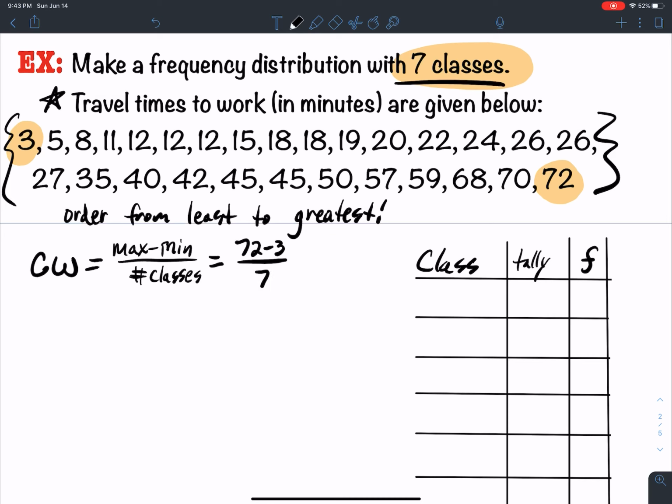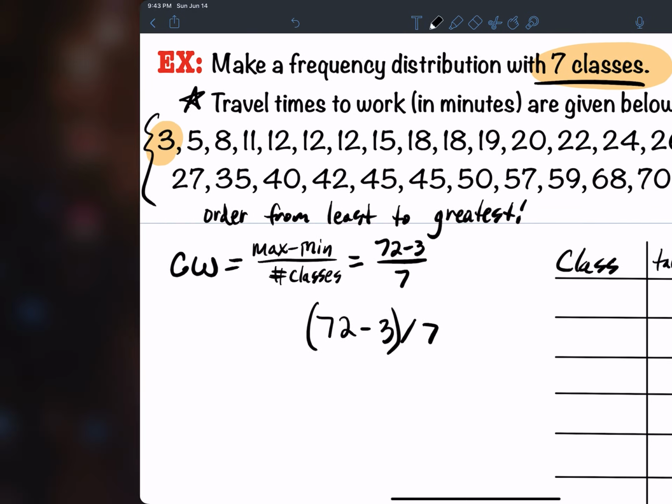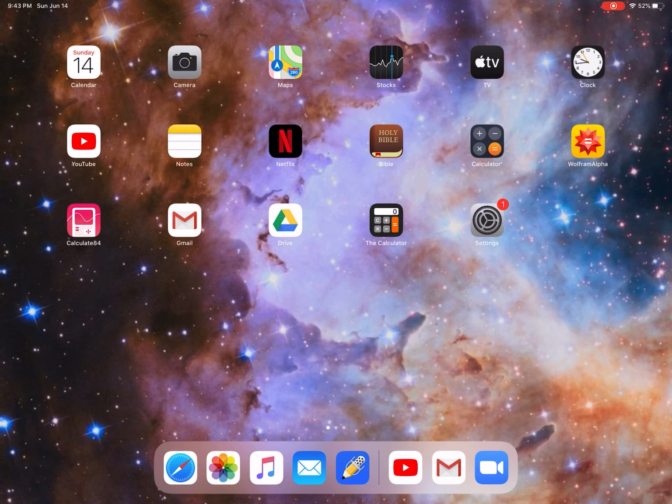7. Now look, guys, you got to be careful when you type this in your calculator. If you do 72 minus 3 divide 7, you're not going to get the right answer. What are you missing here? You're missing a parentheses. So let's do it in our calculator.